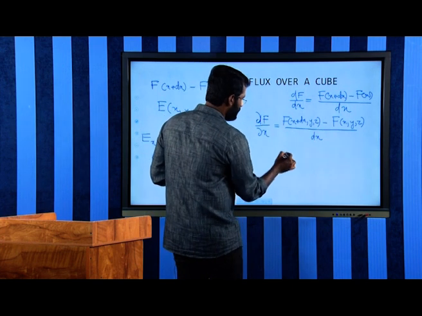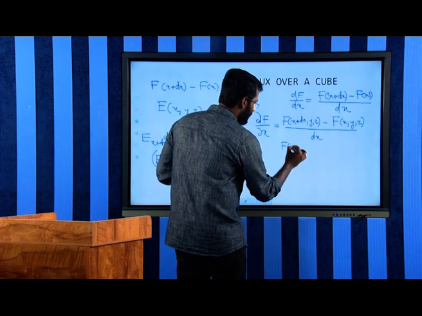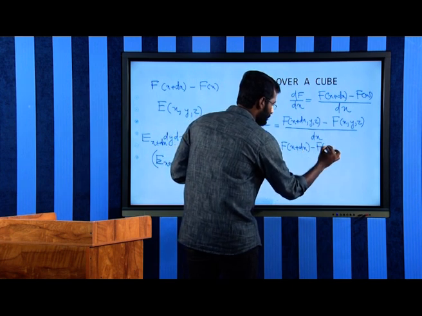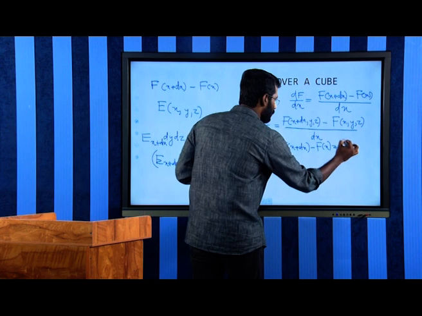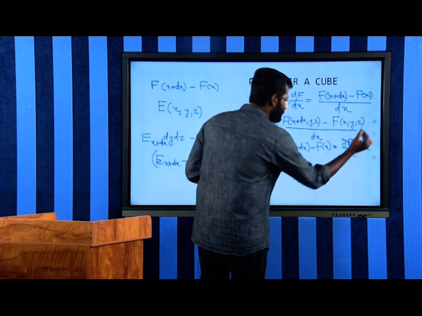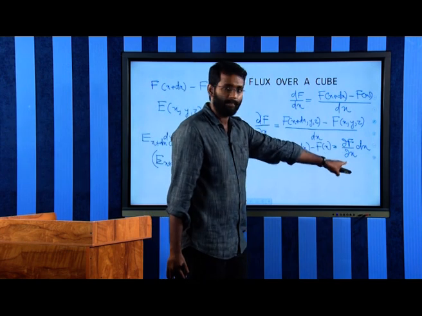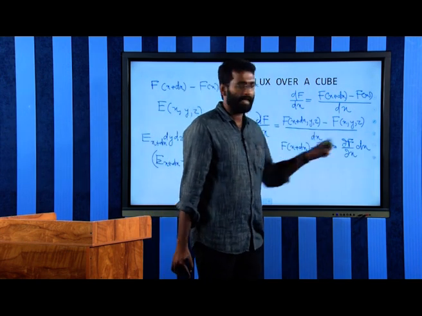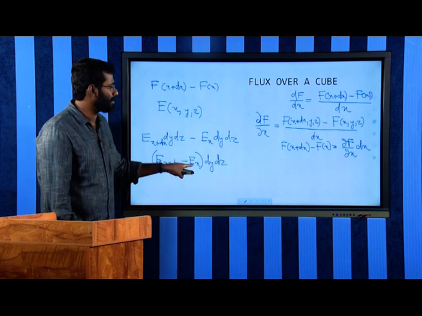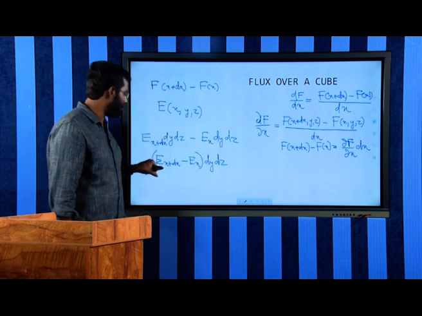We can cross multiply it to get f of x plus dx minus f of x is equal to ∂f/∂x into dx. So, whatever be the function there, take the partial derivative of that and multiply it with dx. Here what is the function? Ex plus dx minus Ex. Instead of f we have here E.